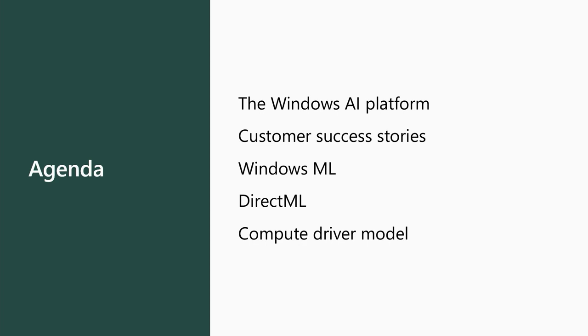We're going to start this session with a brief recap of why artificial intelligence is important, and then what the Windows AI platform brings to the table to help you solve hard problems. We'll cover some early examples of early adopters who have used the Windows AI platform. And then Clark and I will dive deeper into the 3 main components: Windows ML, DirectML, and the compute driver model. And we'll talk about some of the exciting new features we've been working on based on your feedback.